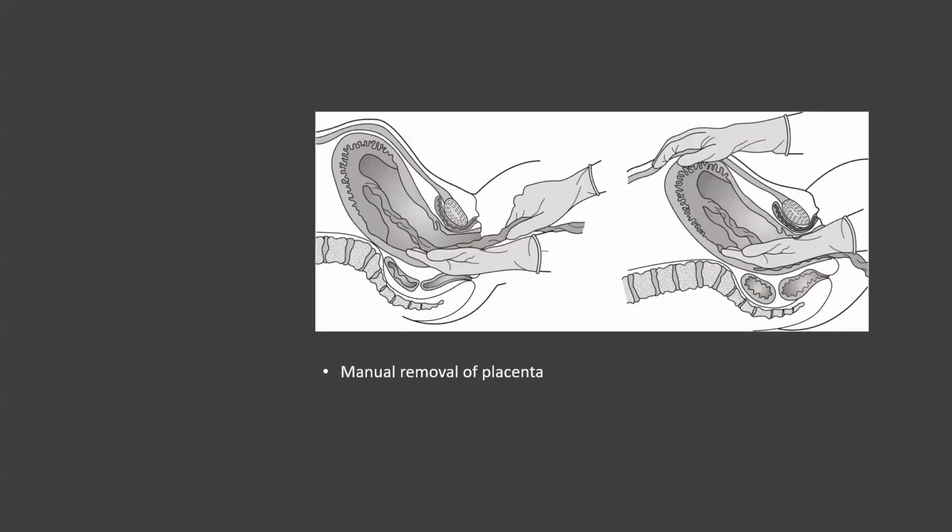So this is basically a picture showing how you do a manual removal of the placenta. First and foremost, you must understand where the placenta is lying. Is it anterior? Is it posterior? So you hold the cord, you feel where the placenta is, and then with your other hand, gently supporting the fundus, go and separate them. You don't pull it, you separate it until you get to the fundus, and then you deliver the placenta.